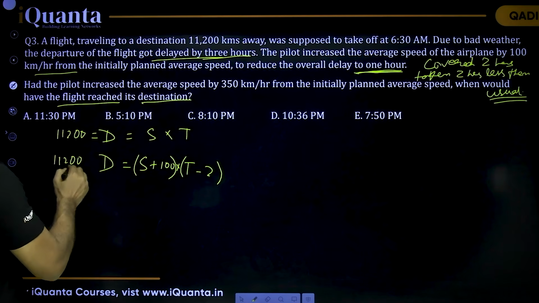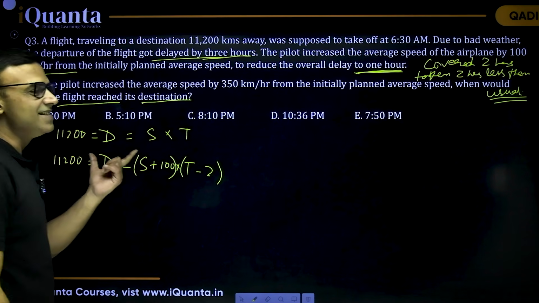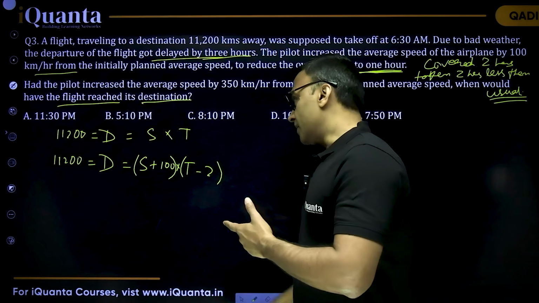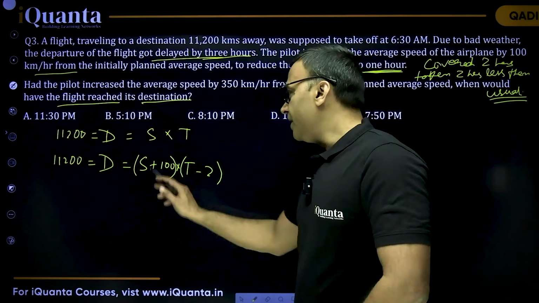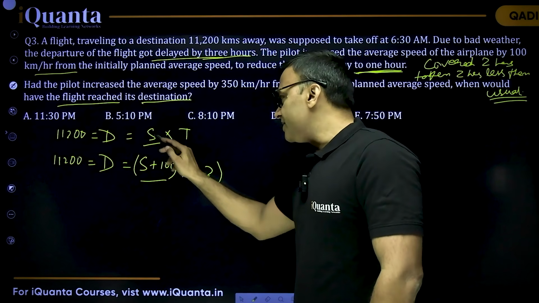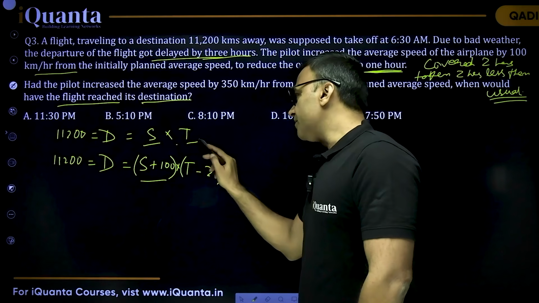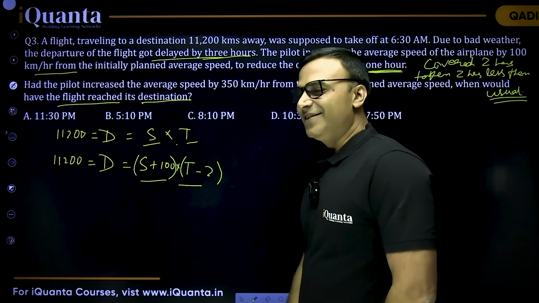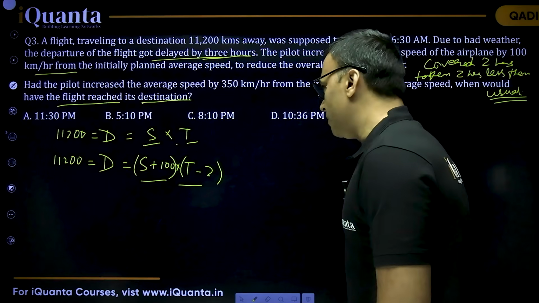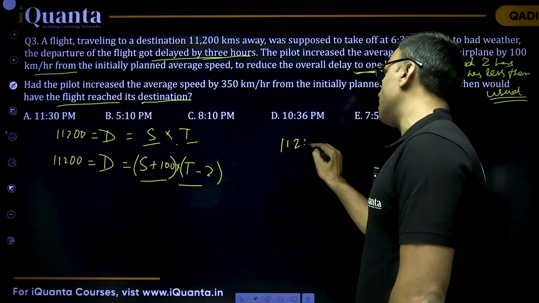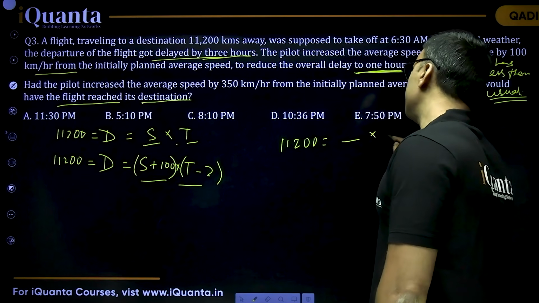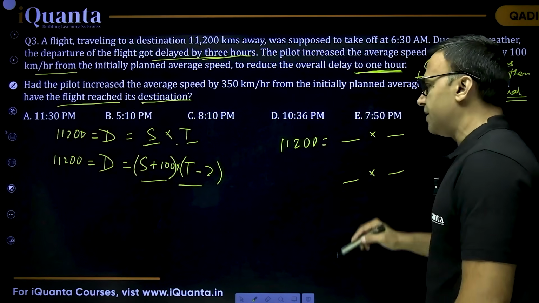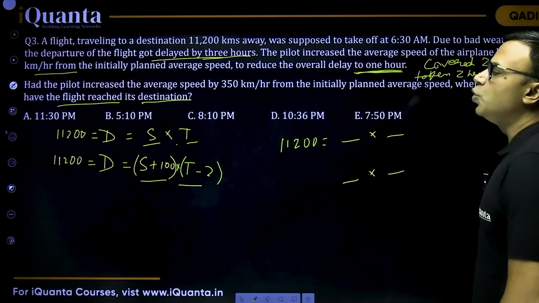Now what you have to do is factorize 11,200 in such a manner that, or consider 2 cases such that the difference of these 2 values is 100, clearly visible, and the difference of these 2 values is 2, right? Just for example, we have to break 11,200 into 2 parts in 2 situations such that the difference of these 2 values is 100 and the difference of these 2 values is 2.